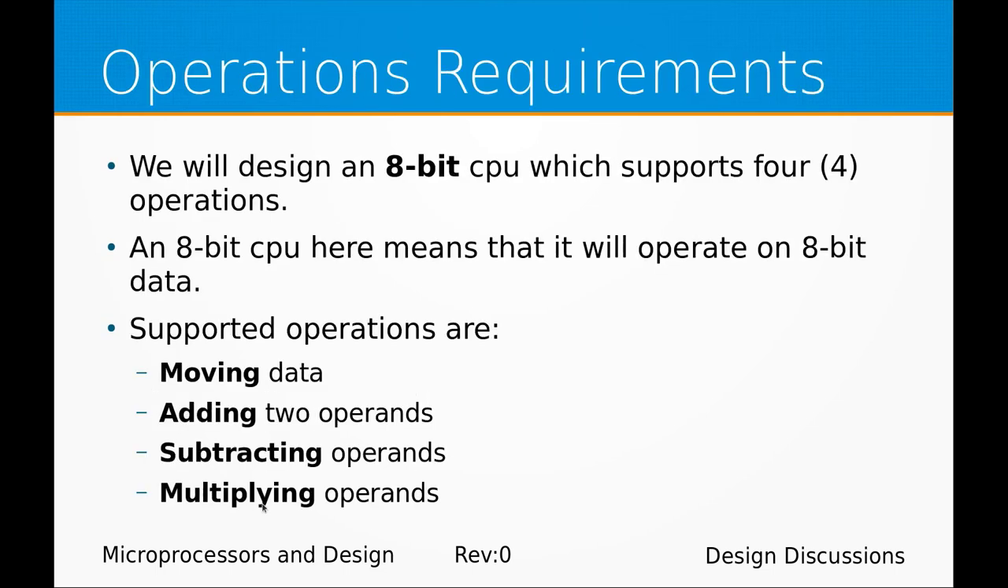Alright, so we are going to be designing an 8-bit CPU. To make the design simple, and to make learning and understanding simple, we are going to support only four operations. First one is moving data, second one is addition, subtraction, and then multiplication. If we say our CPU is an 8-bit CPU, what we mean is that it actually operates on 8-bit data.